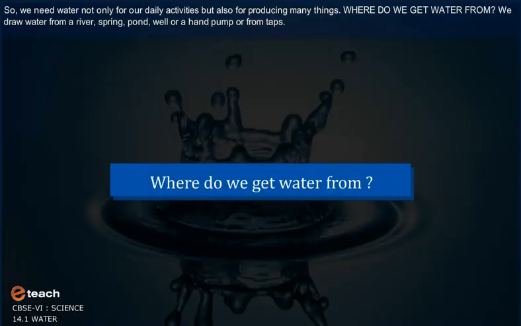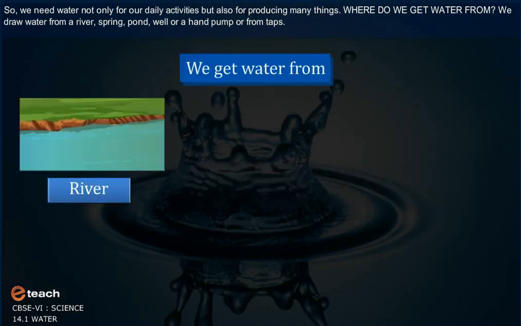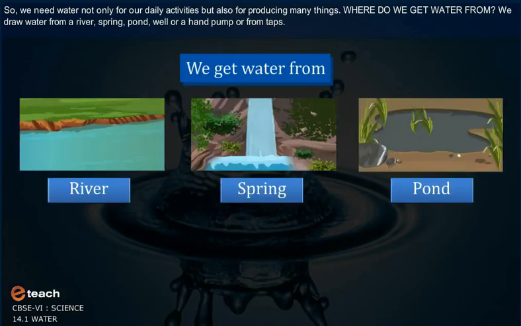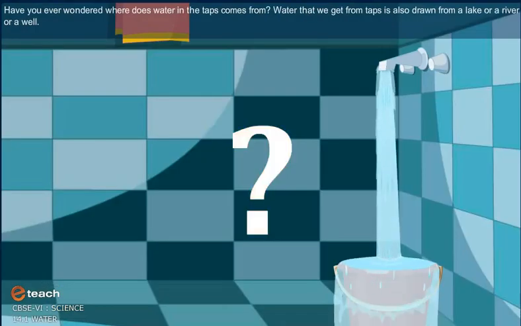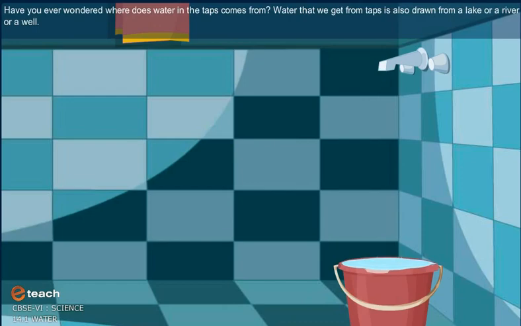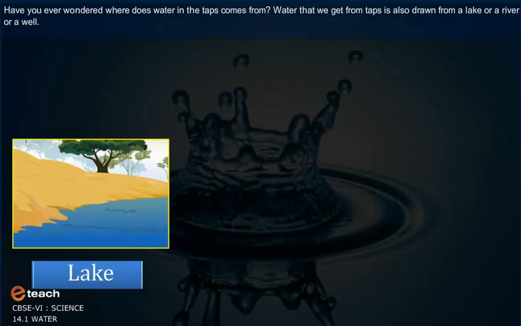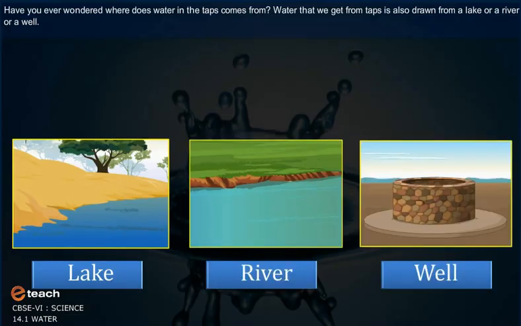Where do we get water from? We draw water from a river, spring, pond, well, or a hand pump, or from taps. Have you ever wondered where the water in the taps comes from? Water that we get from tap is also drawn from a lake or a river or a well.